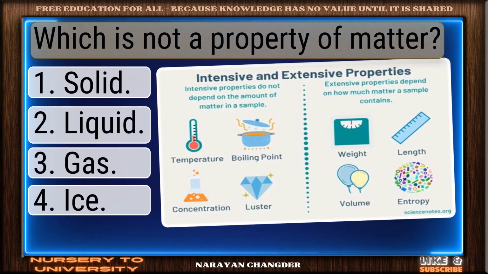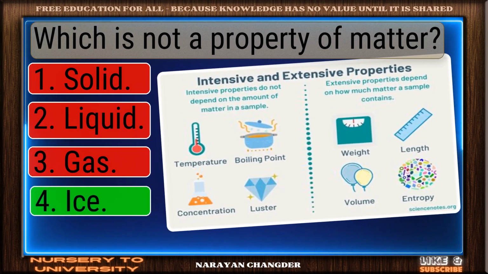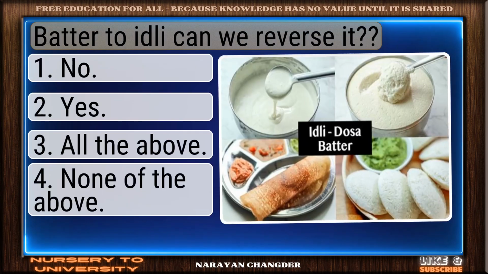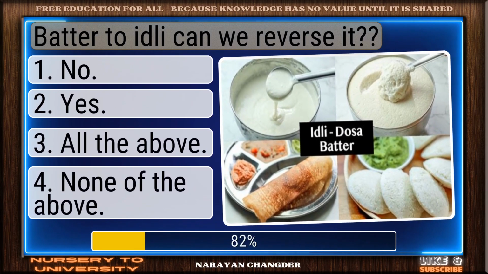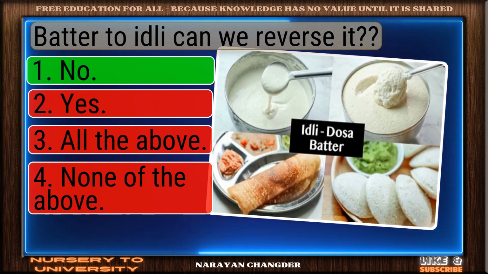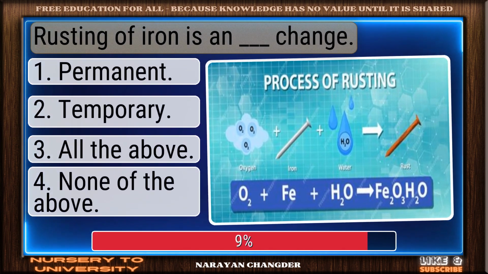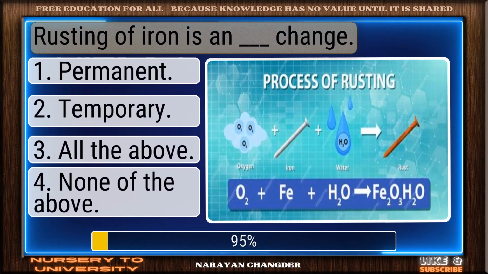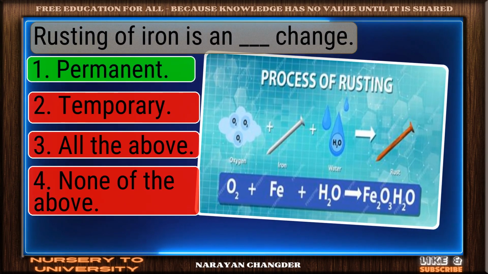Which is not a property of matter? Excellent. Ice is a brilliant choice. Batter to idli, can we reverse it? Clear logic. Your choice no is sound and 100% true. Rusting of iron is a dash change. Correct response. Permanent is the most accurate answer.